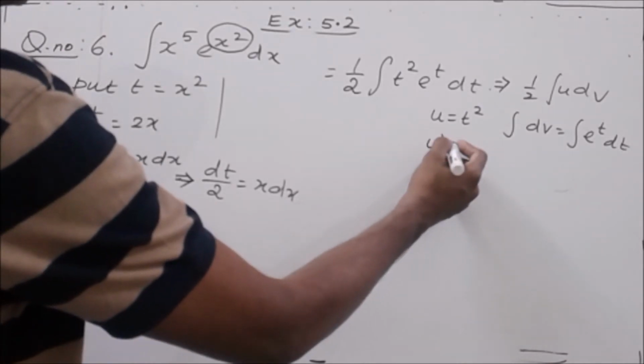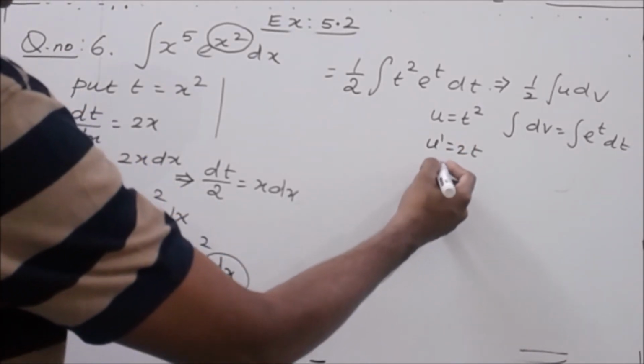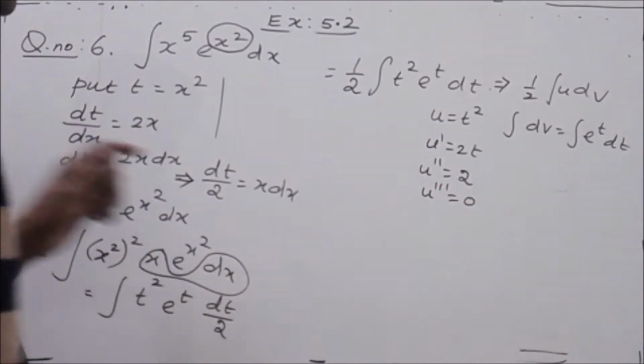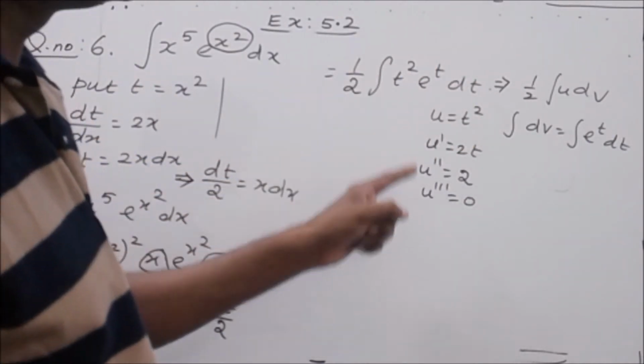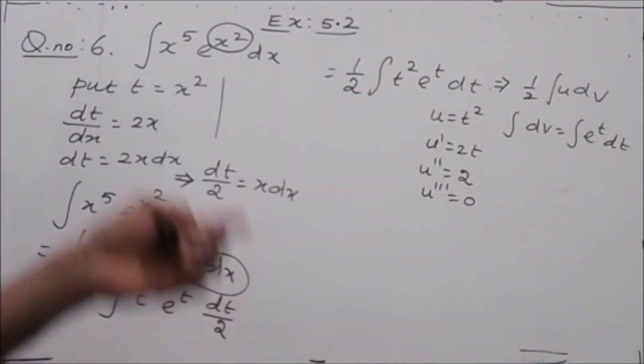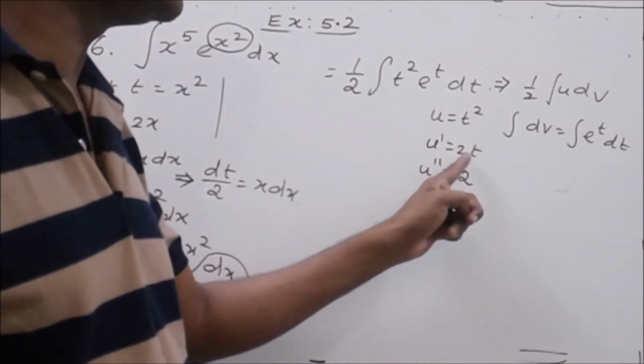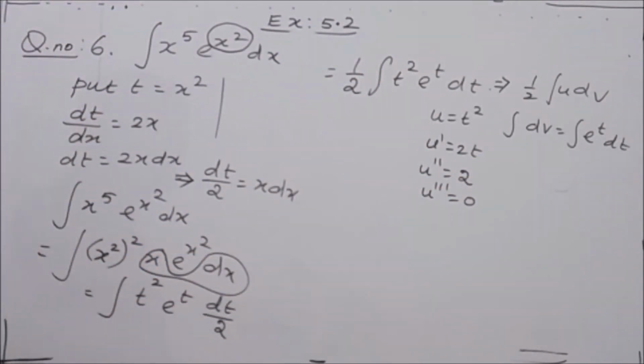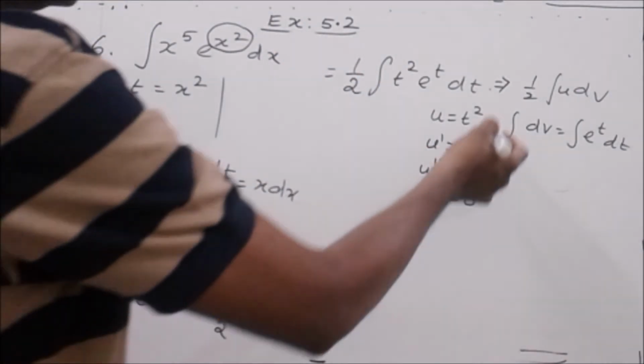So u dash is equal to 2t, u double dash is equal to 2, and u triple dash is equal to 0. If it is x square, 2x, 2, t square, so differentiate with respect to t here. So 2t, and then 2 into 1, 2, then 2 is constant, so 0. So the third derivative becomes 0.